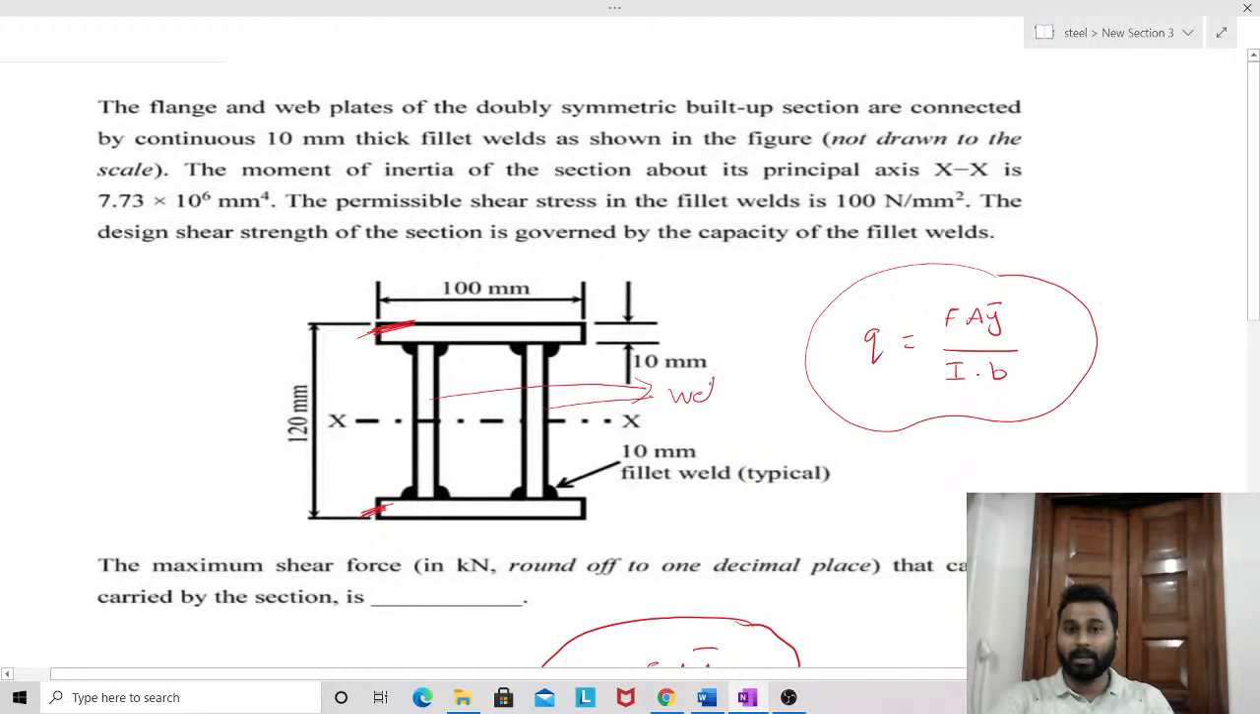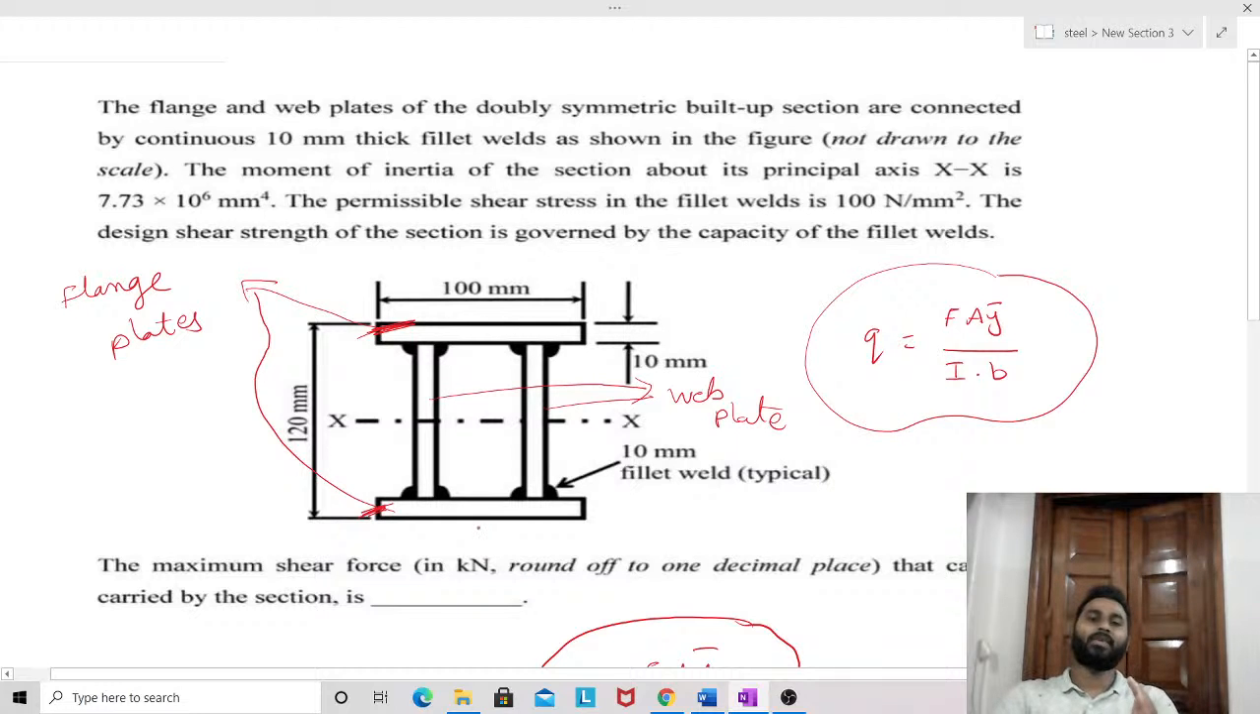These are the web plates, and this one and this one are flange plates. These are the flange plates. So now, flange plates and web plates of a doubly symmetric built-up section. The diagram shown on the screen is a doubly symmetric built-up section.